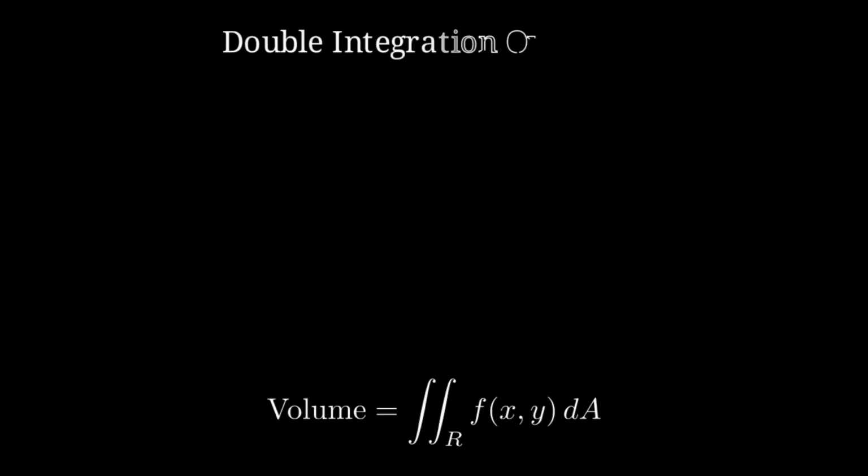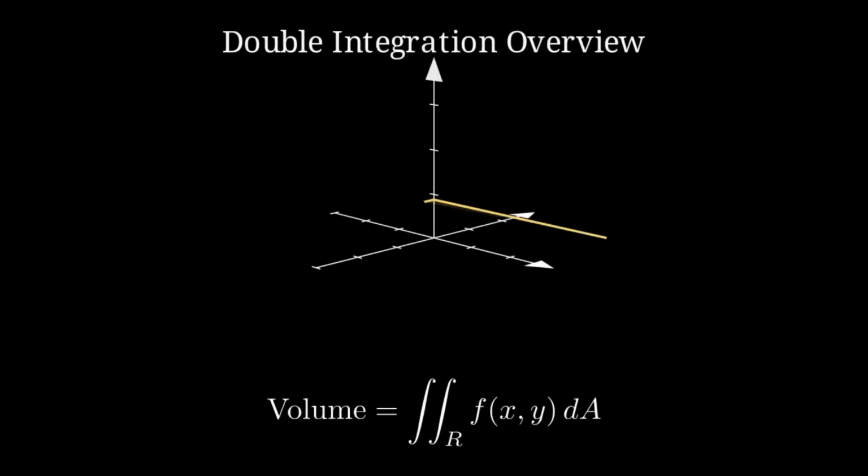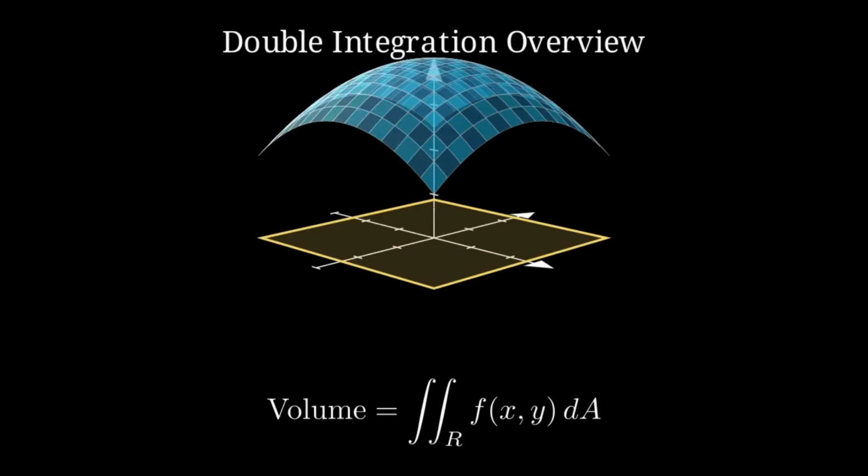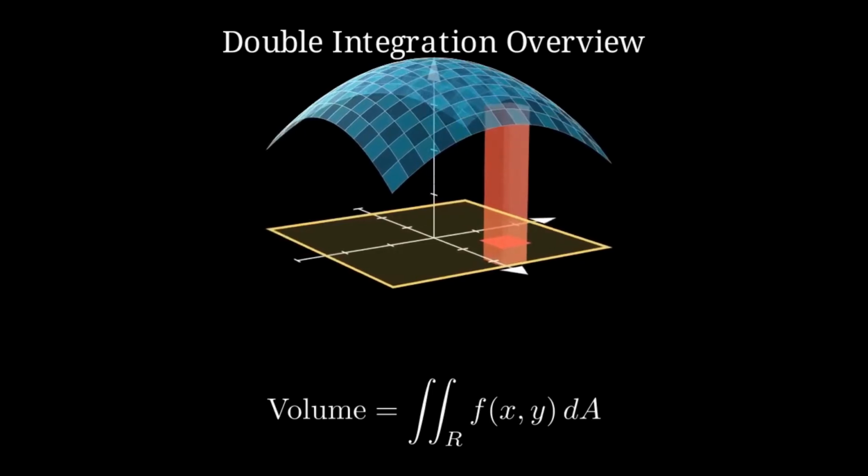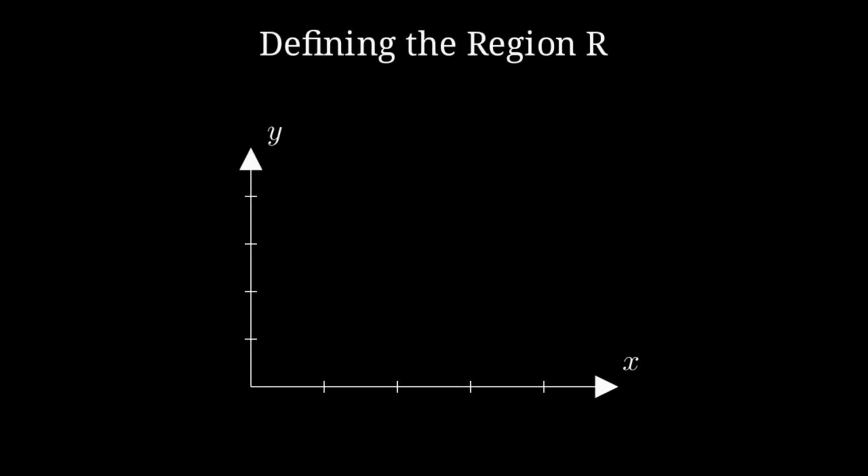Double integration allows us to find the volume under a surface f(x, y) over a specific region R in the two-dimensional plane. We represent this as the integral of the function with respect to the area element dA. To solve these, we must first define the boundaries of our region R.